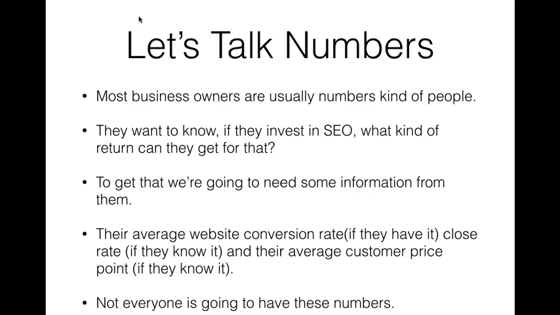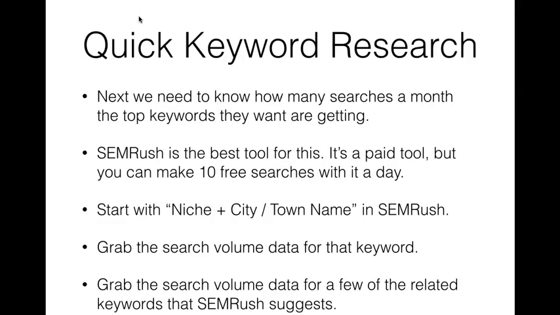If they have that, you want to know what their close rate is. You want to know what their average customer price point is. These are numbers that, if you can get them from a client, will make selling SEO to them a lot easier. But not everybody is going to have these numbers. Even if you only have one or two of these, you can still guesstimate a conversion rate and guesstimate a close rate, if they only know how much an average customer is worth to them.